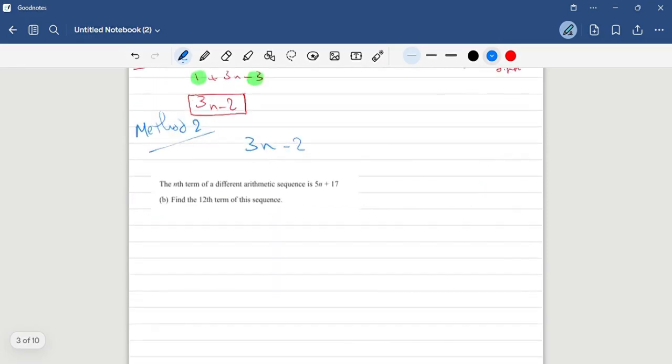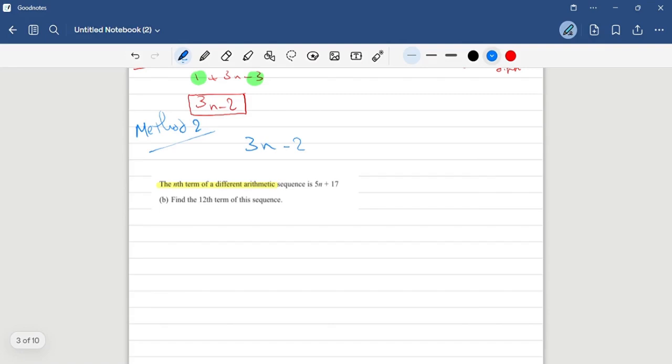So this is for the first part. Now let's look at the second part. He says the nth term of a different arithmetic sequence, and we have to make sure of this word: he said it's a different arithmetic sequence. It doesn't relate to the first part. We have another one. In this part, he said 5n plus 17, find the 12th term of the sequence.